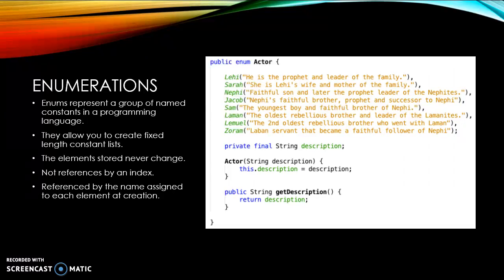They are constant. The elements in an enum are not referenced by an index. Instead, they are referenced by the name assigned to each element at creation, the name of the specific element in the list.